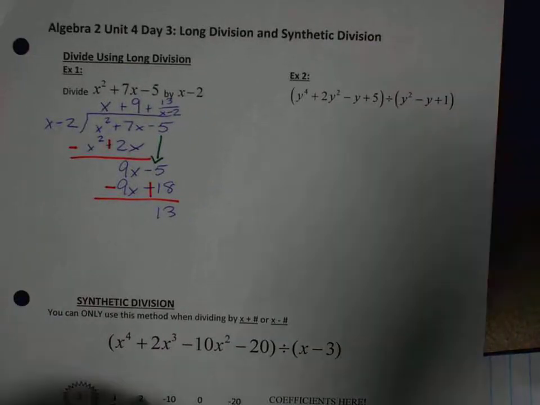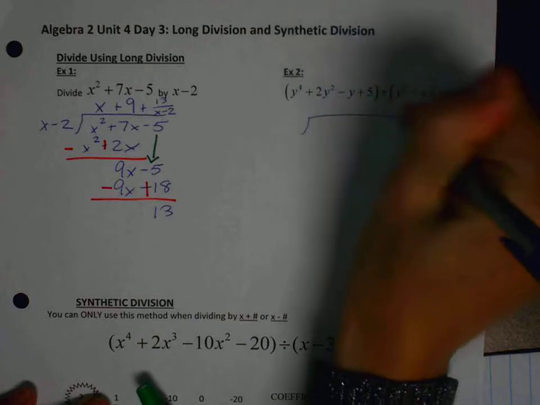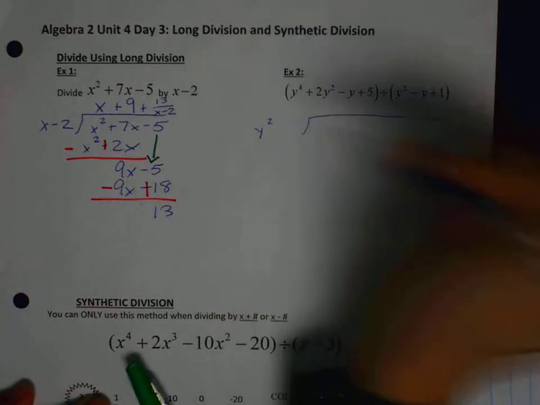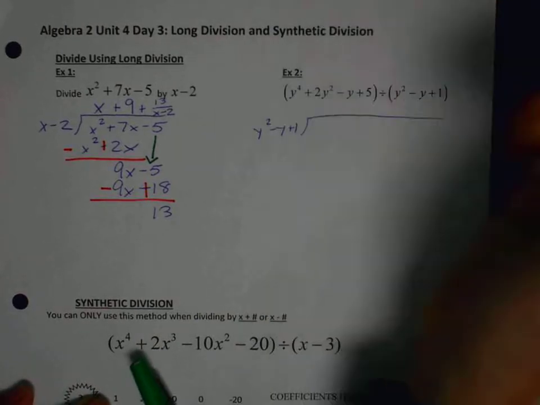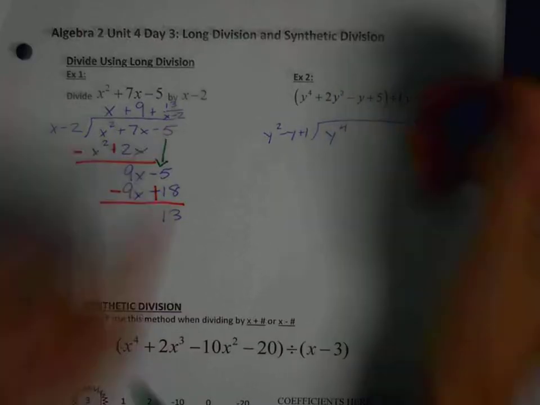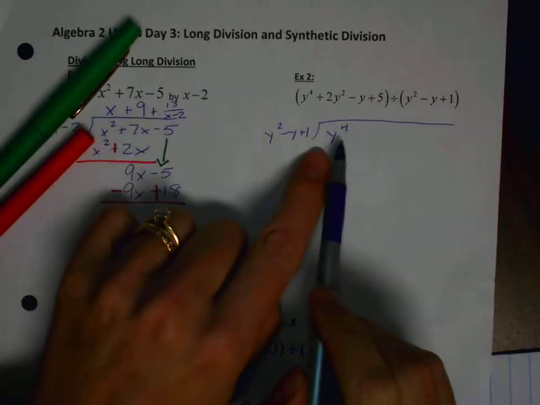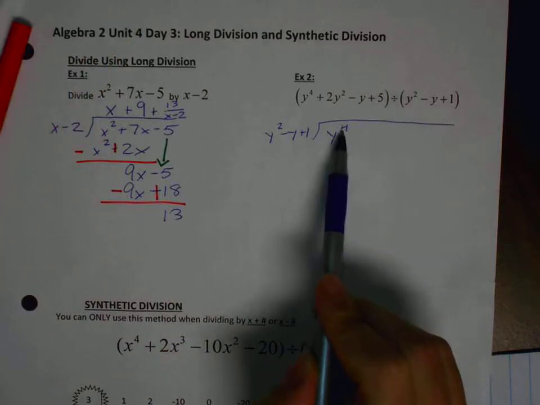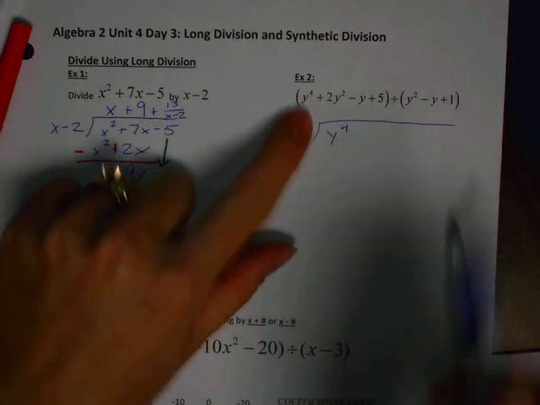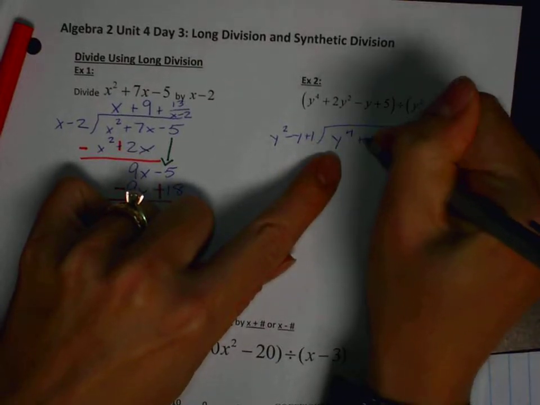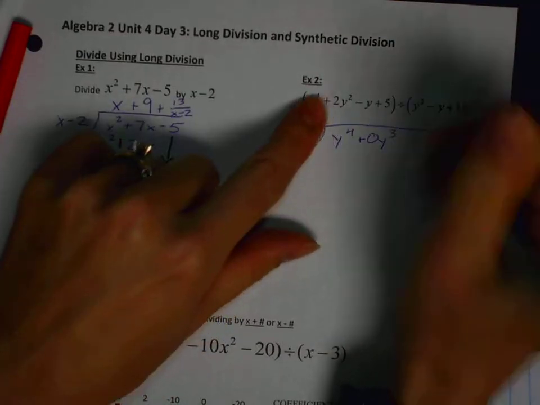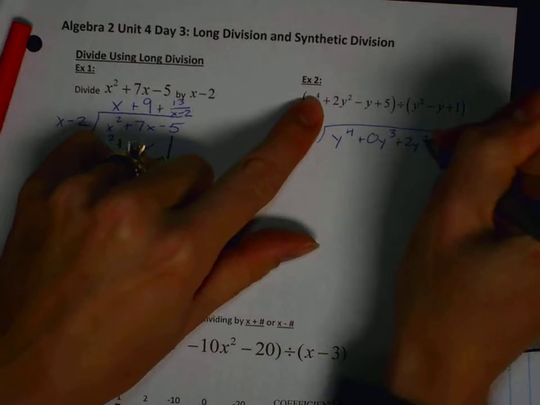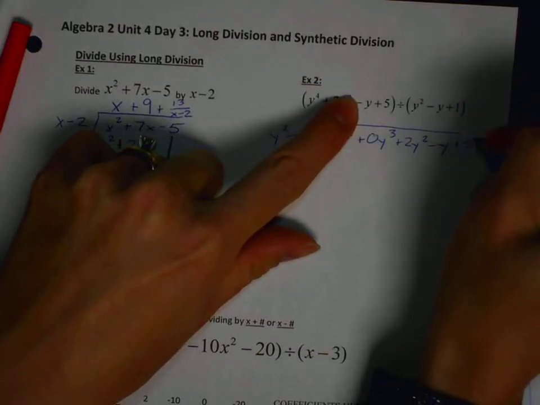Let's try another one. So I've got y to the 4th minus y plus 1. Now this is what I said. We need to make sure that you have every exponent. If my highest is 4, I need to have a y to the 4th, a y to the 3rd, a y squared, a y, and a constant. There is no y cubed up here, but I still need it. So I'm going to write plus 0 y cubed. Then I have y squared, y to the 1, and my constant.